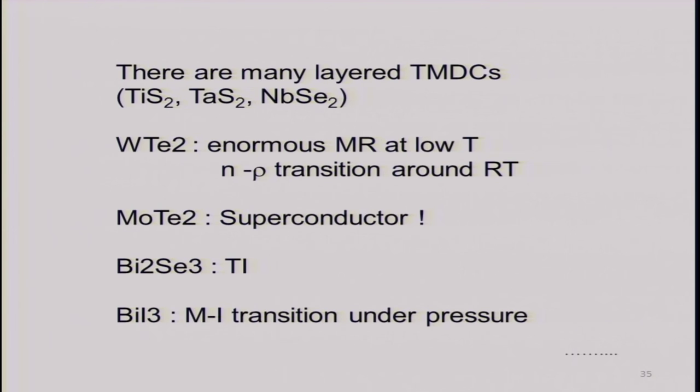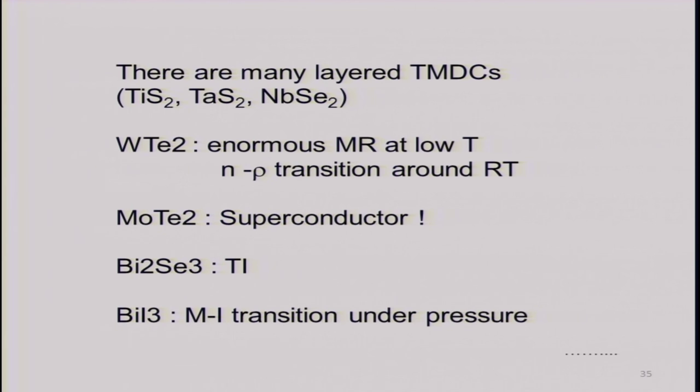There are many layered compounds, transition metal layered chalcogenides. A lot of work has been done. TaS2 and TaS2 are all 1T form and metallic. Of course, this is a well-known superconductor, and a lot of work has been done on that, but nothing very exciting there. WTe2, on the other hand, also has two forms, H and T type, and this is something unbelievable.